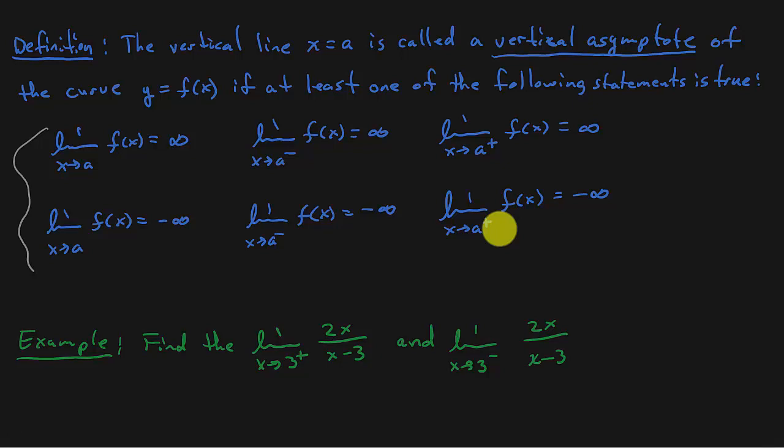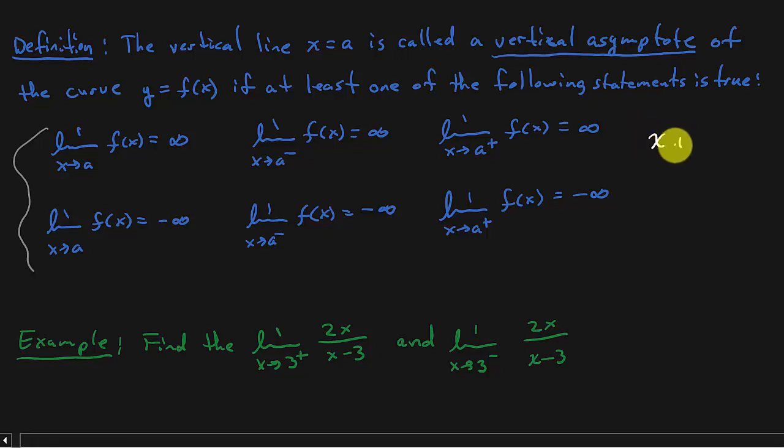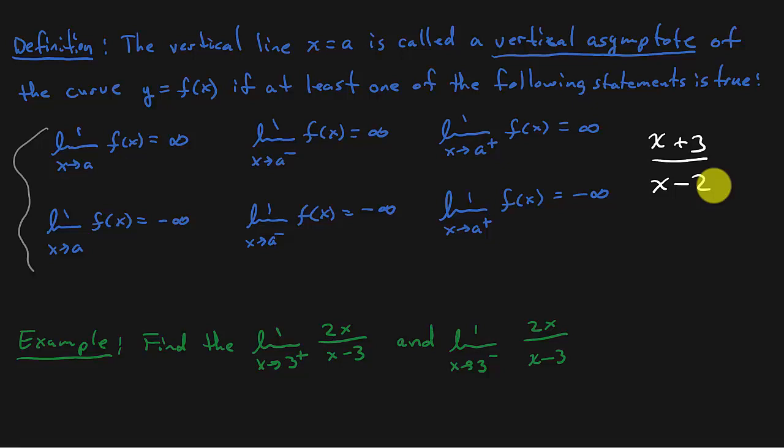So let's talk just a little bit about this, because these vertical asymptotes and finding them is really important. Probably, if you've had algebra, you had a function like this and were asked, what's the vertical asymptote? x equals 2. And that's correct.